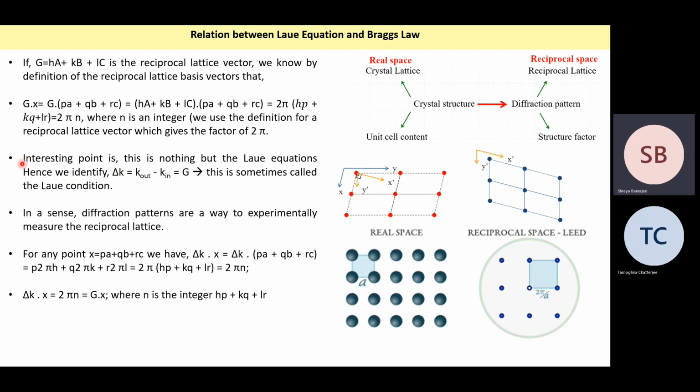We had seen in the previous slide that delta K is the vector difference between the diffracted beam and the incident beam. And here you can see that delta K is also equal to G. So this is sometimes called the Laue condition.